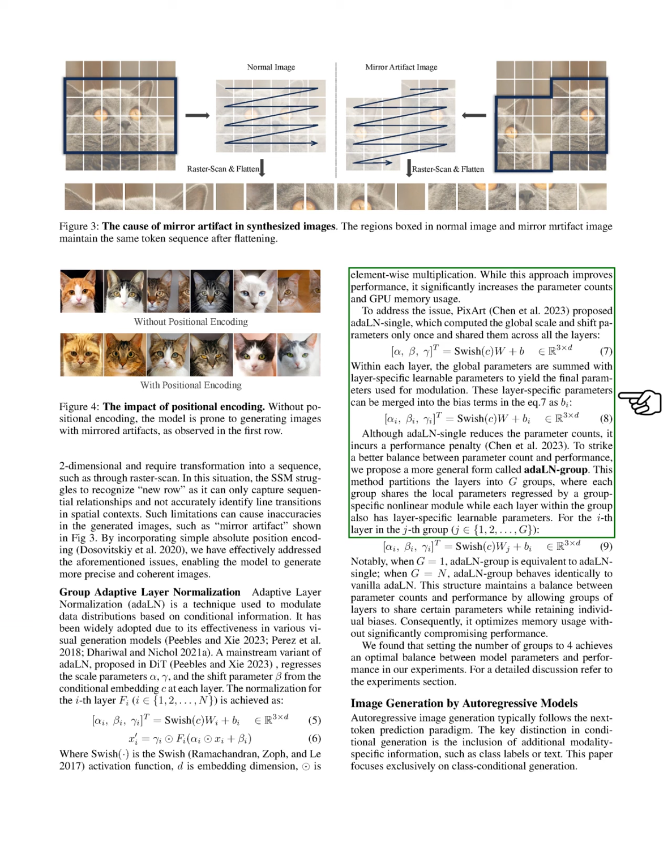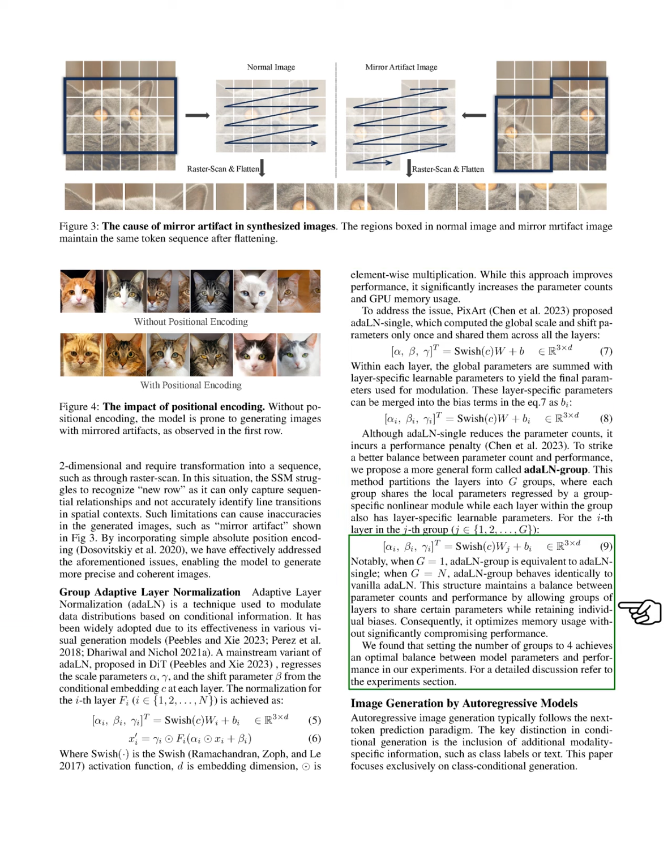To find a better balance, we propose a ADALN group, which divides layers into groups that share local parameters while still allowing for layer-specific learnable parameters. This approach optimizes memory usage without greatly sacrificing performance. Our experiments suggest that setting the number of groups to 4 strikes the best balance between model parameters and performance. For more details, we refer to the experiment section.